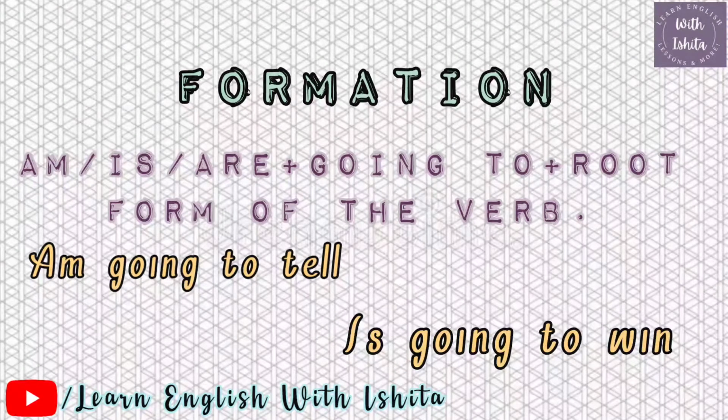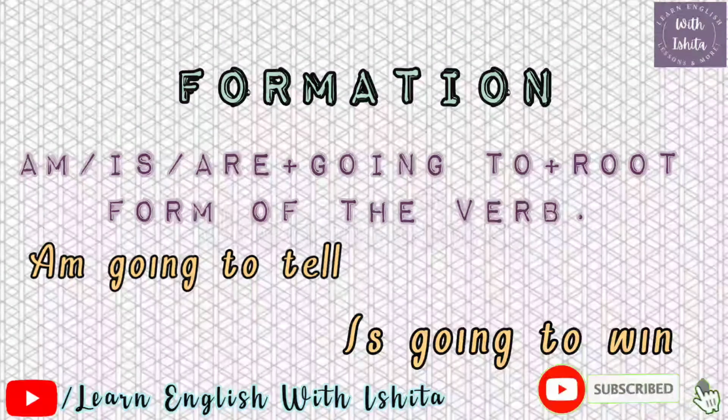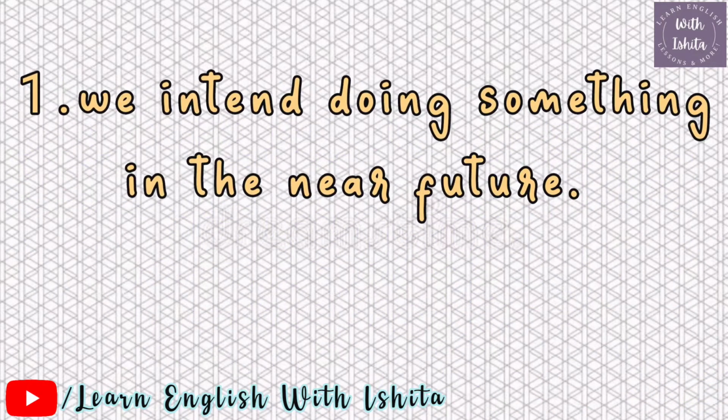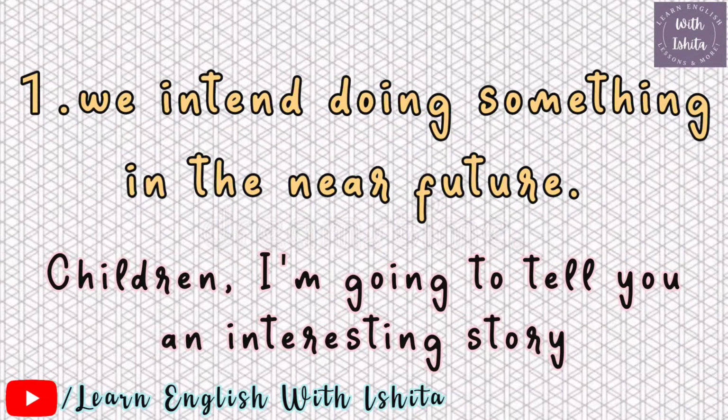Now let's talk about where to use the going to form. The going to form expresses an action that will take place in the near future. We use this form when, number one, we intend to do something in the near future. For example, children, I am going to tell you an interesting story. In this sentence, we can see our intention.